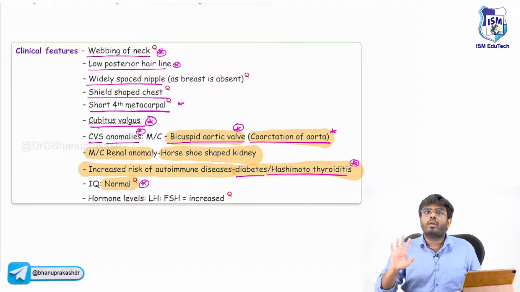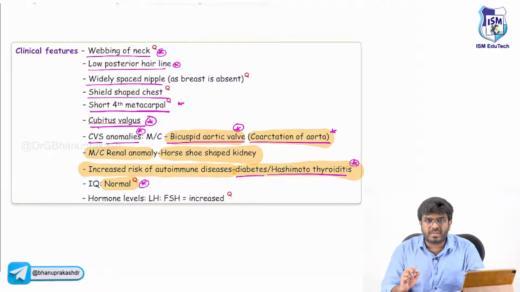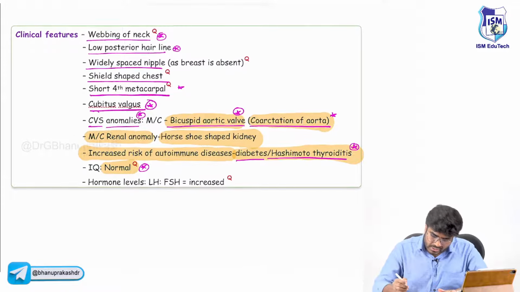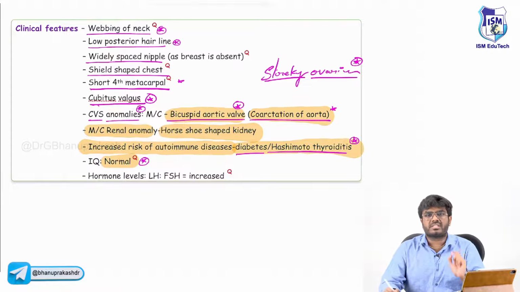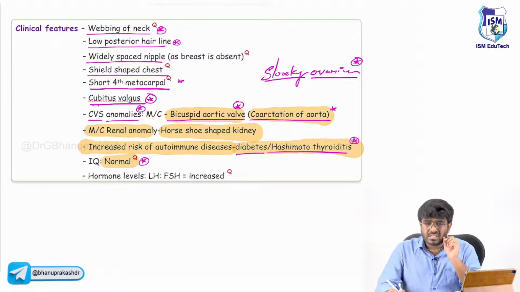But IQ is normal. If you look at her ovaries, the ovaries are not properly formed. They are streaky ovaries. A thin sliver of ovarian tissue is present. So is she going to have proper menses? No, she is not going to have proper menses, and she will be infertile.